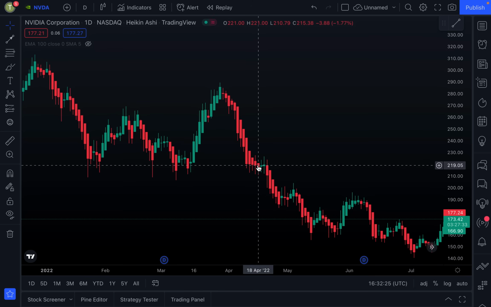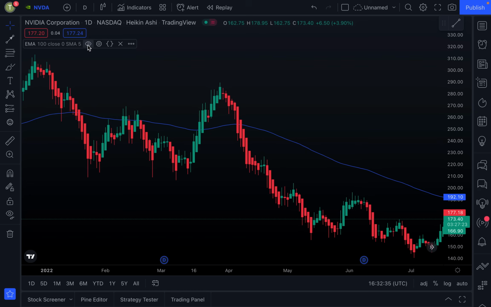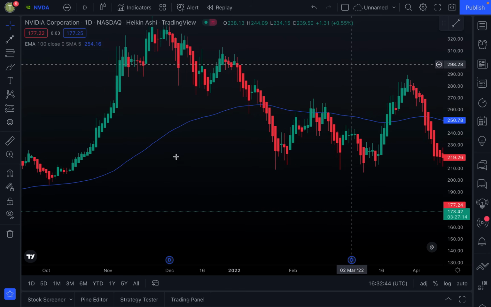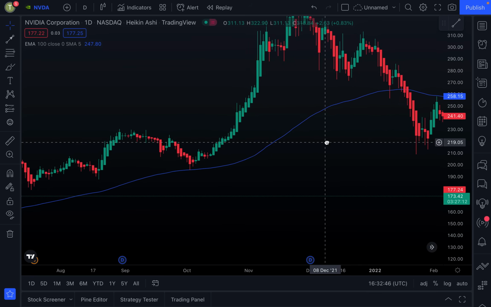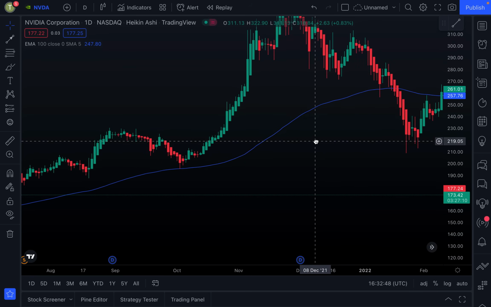So for this particular strategy, I like to personally use the 100 EMA line. So let's actually go ahead and show that here. So I already have it here. So I'm just going to go ahead and make it visible. So it's going to be this blue line that you see here. This is the 100 EMA line. And so here is the way we can use this 100 EMA line to determine what the trend is.